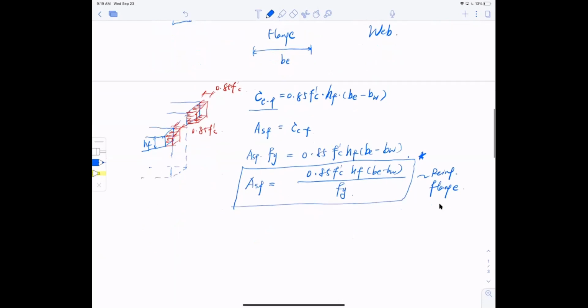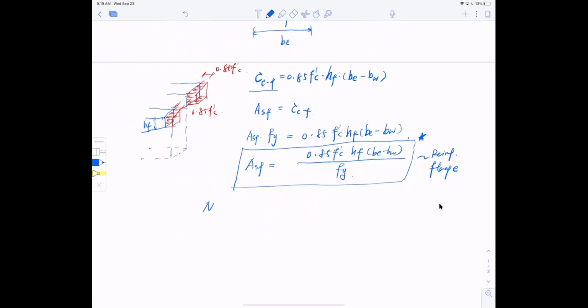I can even go further. Now I can compute the moment resistance that comes from the flange. So that is Mnf equal to Asf fy, which is the tension from the flange, TF, multiplied by a distance. Just mark it here: this is my bar, just putting two bars here as an example. I need the distance from the bar to the centroid of the compression.